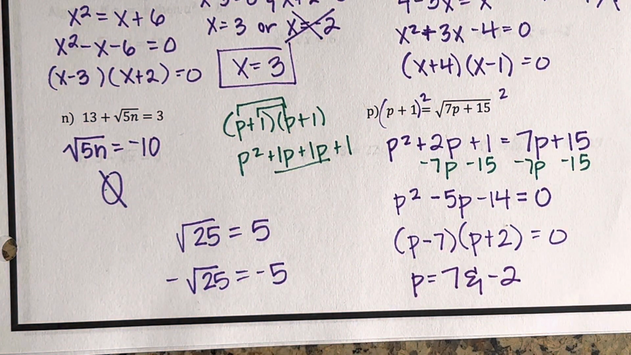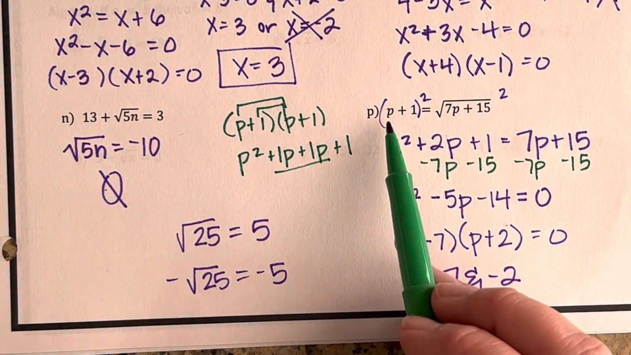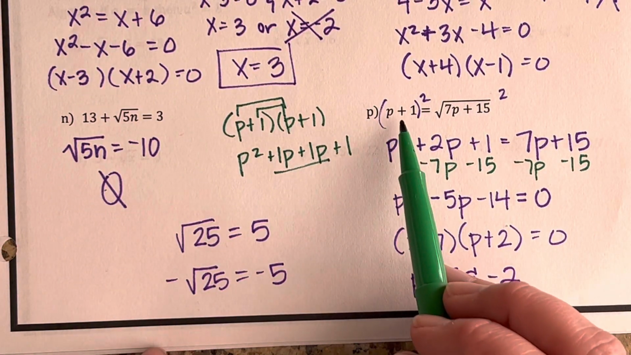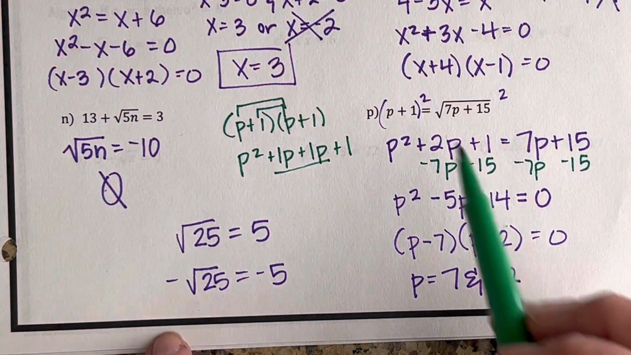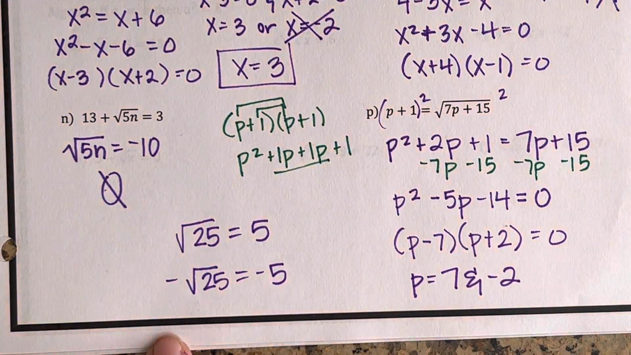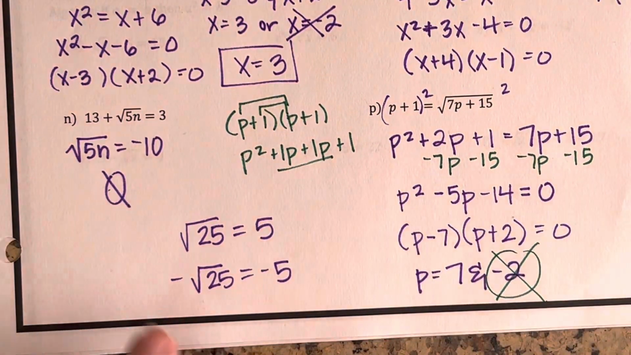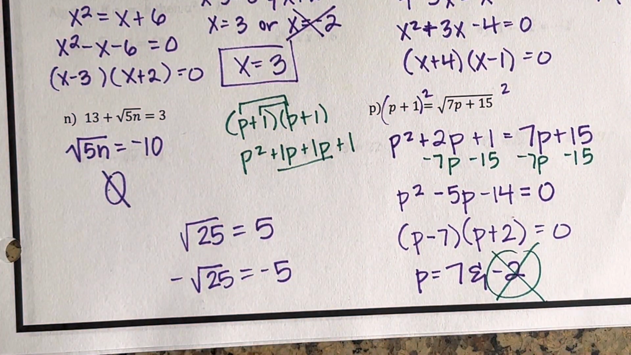So if I put a 7 into my original equation, 7 plus 1 is 8, so that works. If I put in a negative 2, negative 2 plus 1 is negative 1. Can I have a square root equal a negative? No. So that's an extraneous solution. Extraneous just means like extra. Okay, it's a solution that we get that doesn't actually work. It's not really a solution.